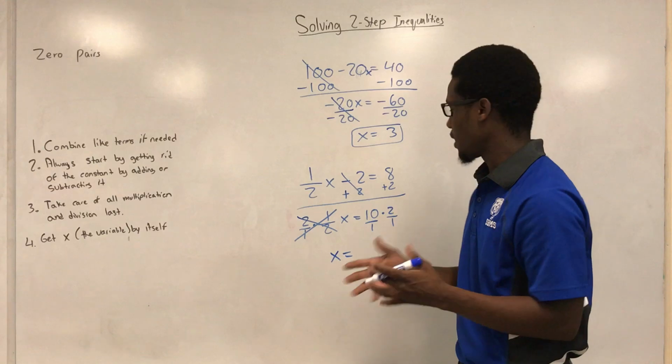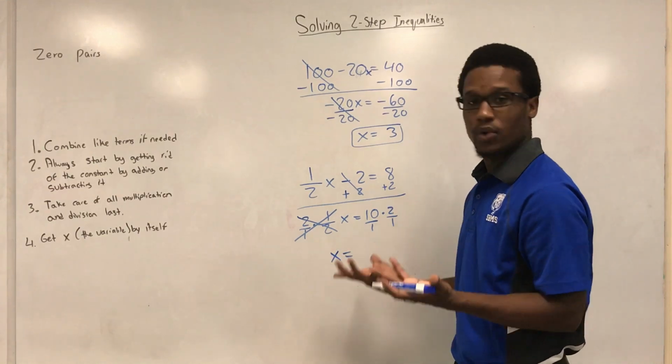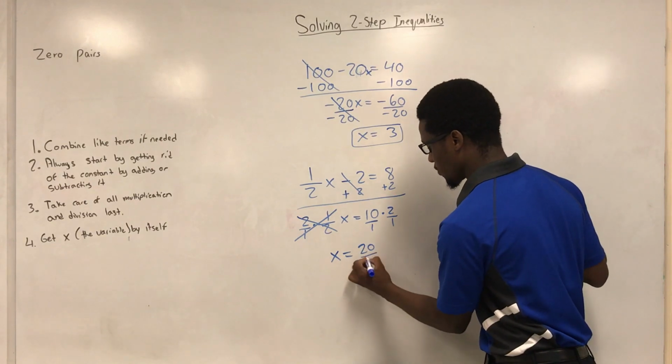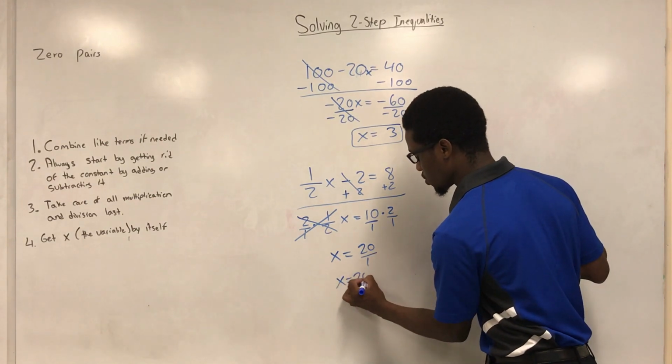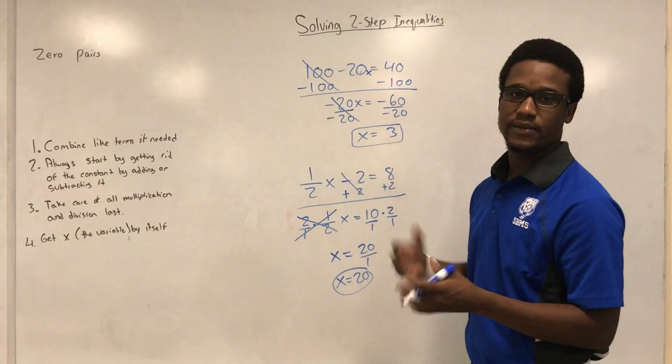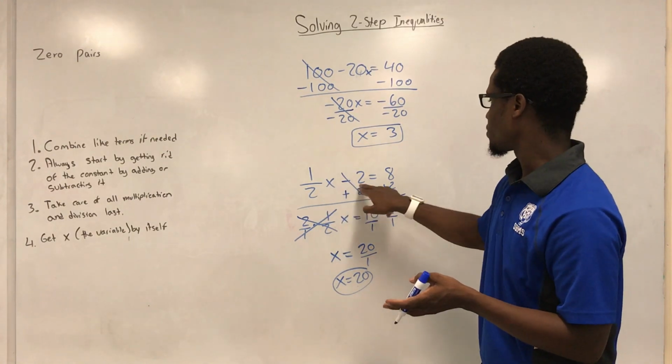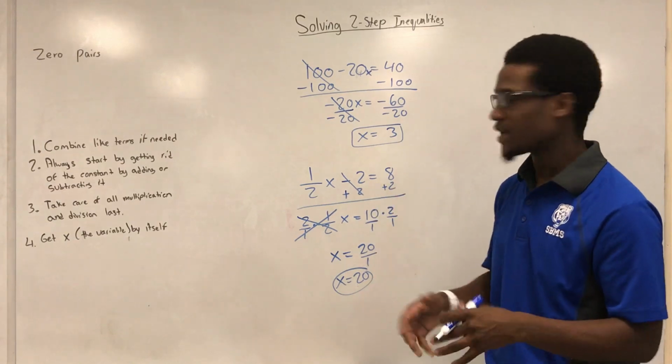I don't have to write the 1 here because I have 1x. 1x is 1x. 10 times 2 is 20 over 1. So x is equal to 20. Let's cycle back and see if that makes sense. Half of 20 is 10. 10 minus 2 is 8. So that definitely works.